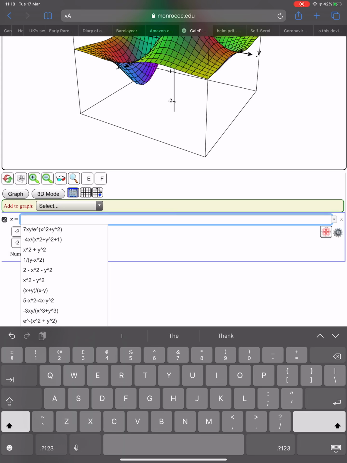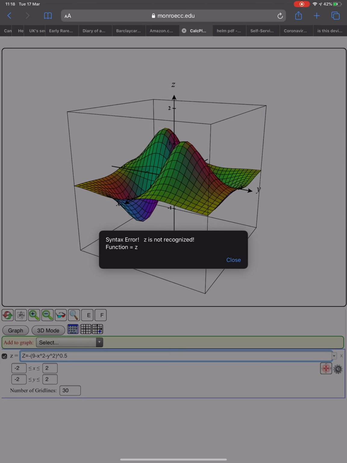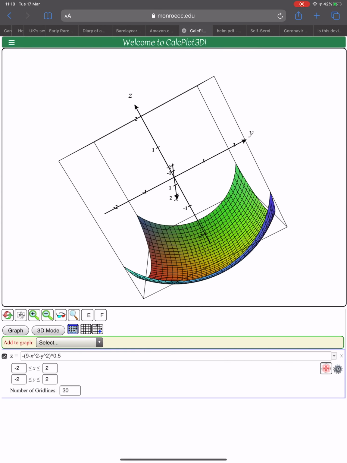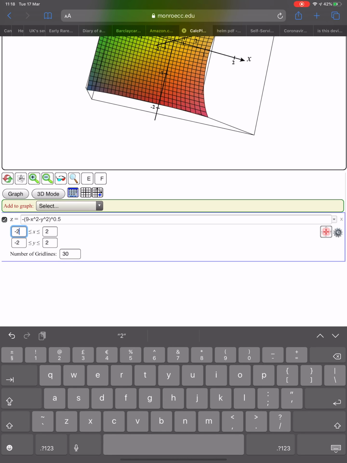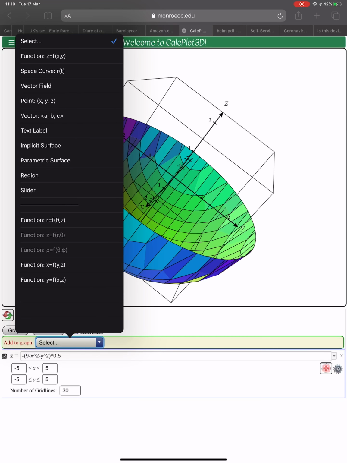So the hemisphere, Z equals minus, open bracket, 9 minus X squared minus Y squared to the power 0.5. Z is not recognised. Oh, I've already got the Z there. Let's take the Z out and see what that looks like. Hemisphere. Let's do it from minus 5 to 5 like we did before, because that seemed to show the full thing. Y from minus 5 to 5. Hemisphere. Brilliant.